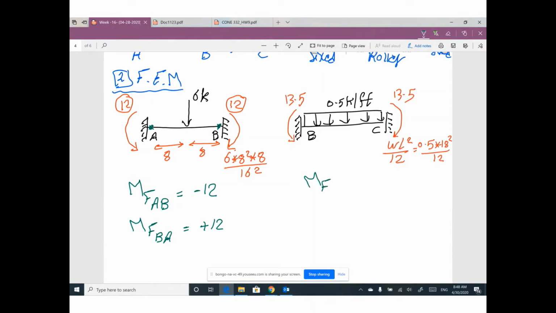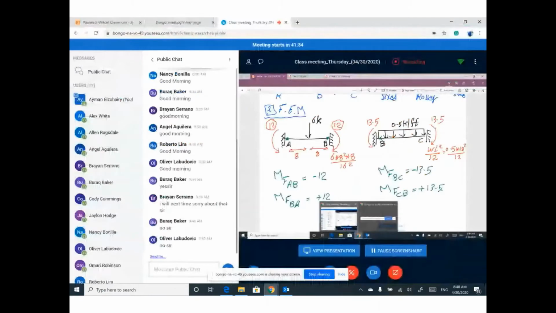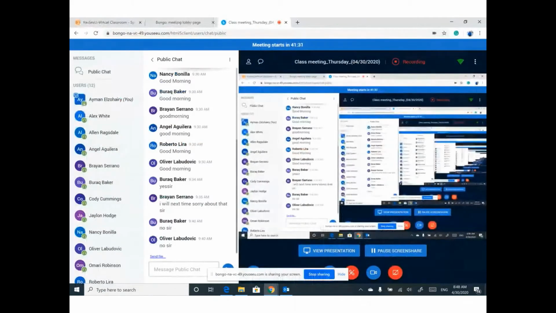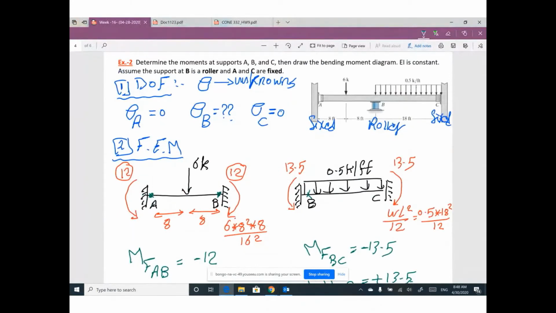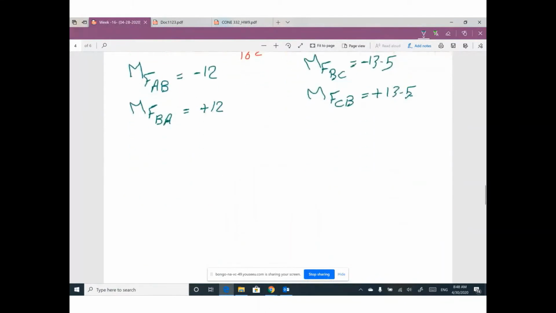So your fixed end moment, MF means fixed end moment, you assumed your member fixed. M fixed BC, I mean this side, will be negative 13.5. M fixed CB will be positive 13.5. Any questions so far? We covered all of this stuff last time, and the first two steps are very easy. And the next steps also will be easier, don't worry.